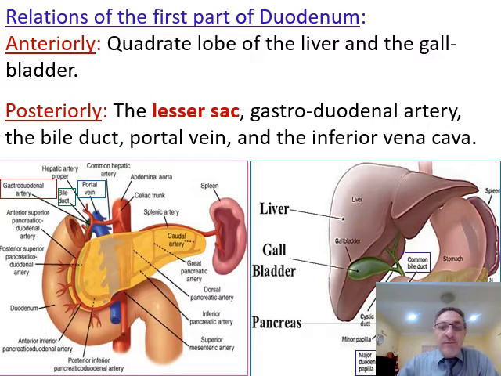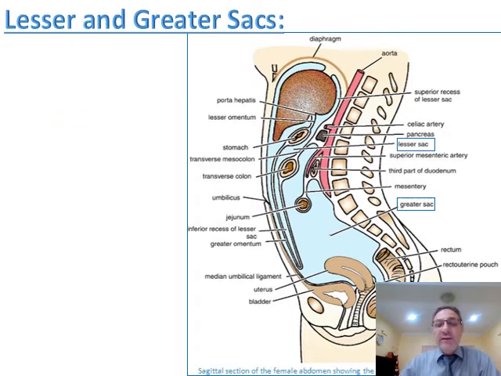Then we have the bile duct. This is the bile duct on the right side here. Then the portal vein. This is the portal vein and inferior vena cava. Inferior vena cava, we will see it in another slide. This is the lesser sac here. All this lesser sac behind the stomach, we enter the opening of Winslow here. It leads you to the lesser sac behind the stomach.